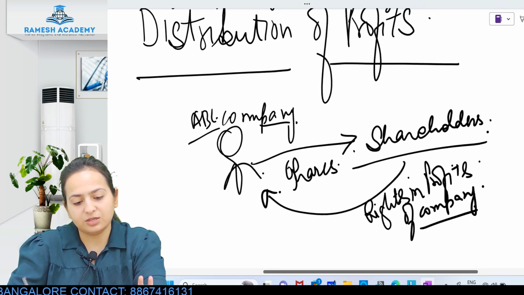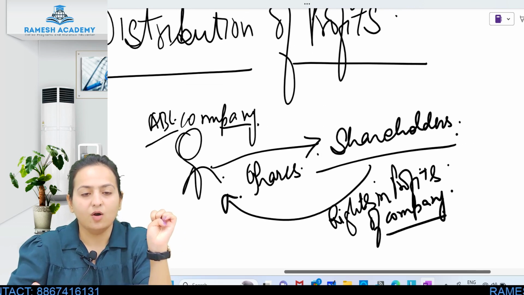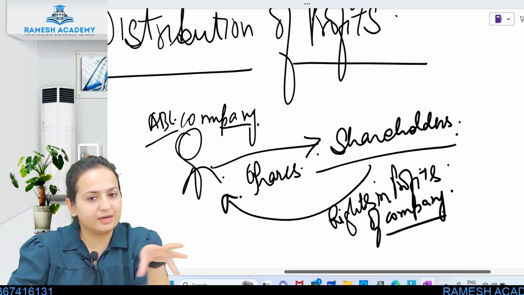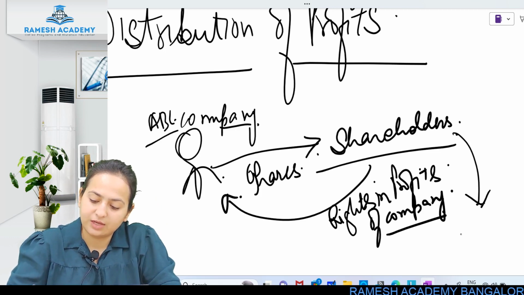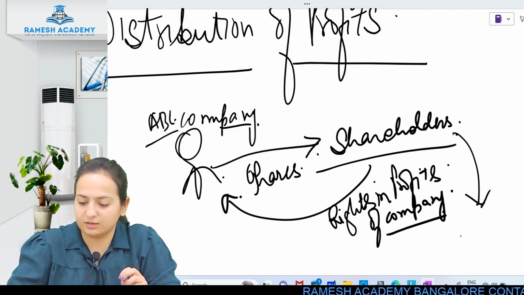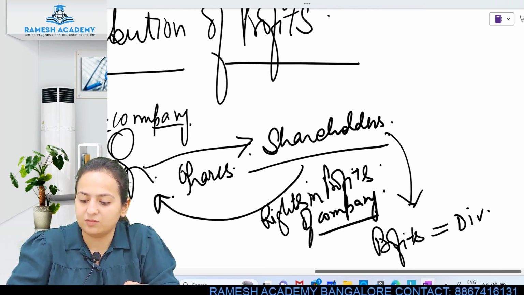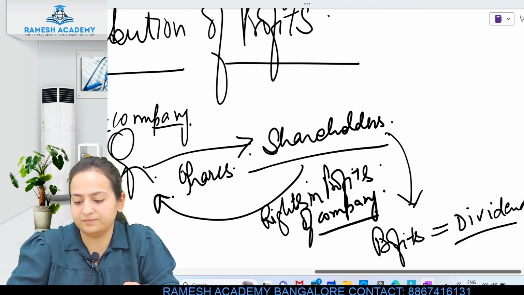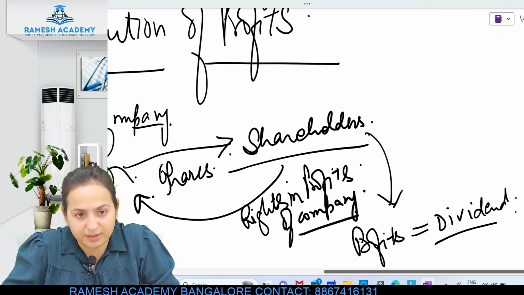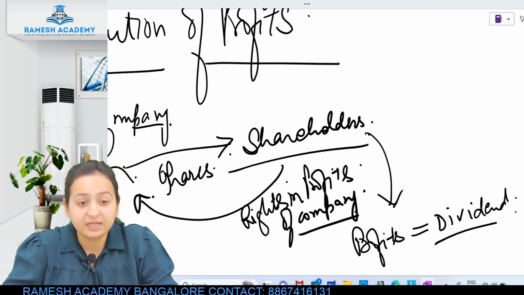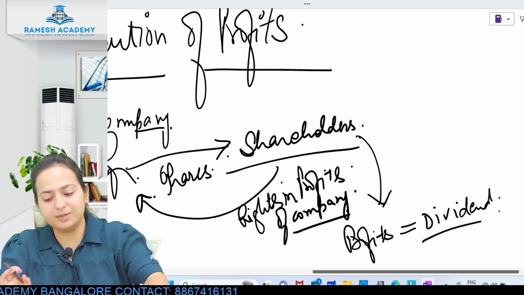Now these shareholders, whatever is the income of the company or the profits of the company, they will get right over these profits. So these shareholders will get what in return? Profits for them, in their language, will be equivalent to dividend. Yes. So this company ABC, whatever is the income earned by this company, they will distribute the profits in the form of the dividend to the shareholders. This is the reason. Please make the chart.